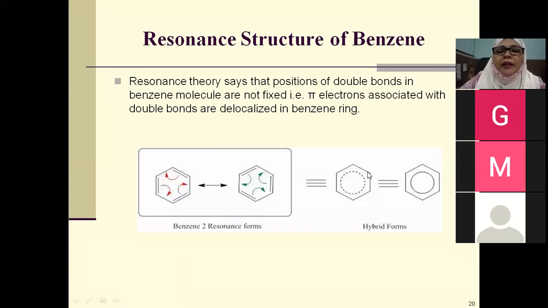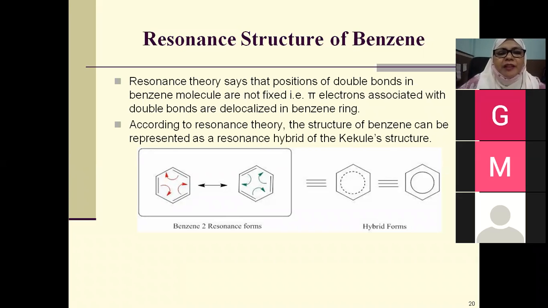In the hybrid form, you can see here that either we can write a dotted line in the center or we can write a circle at the center of the benzene ring. This dotted line or circle indicates that these double bonds are not fixed and can be on any carbon atom; they can delocalize from one carbon atom to another. So these are the resonance structures of benzene.